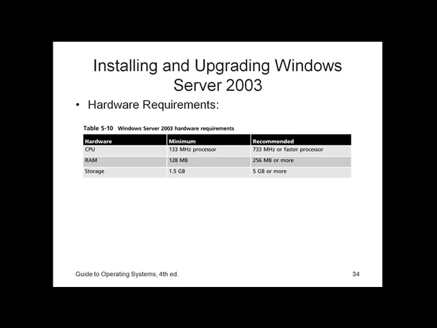There are hardware requirements associated with Windows Server 2003. For instance, the CPU minimum is 133 megahertz. Recommended is 733 megahertz. RAM, 128 megabytes minimum, and 256 megabytes or more is recommended. Of course, if it's a server where many people will be connecting to it, you're going to want much more RAM than that, certainly in the gigabyte range, if not more.